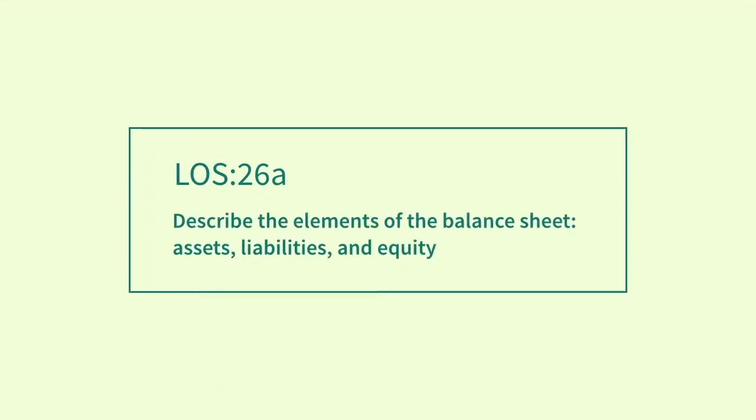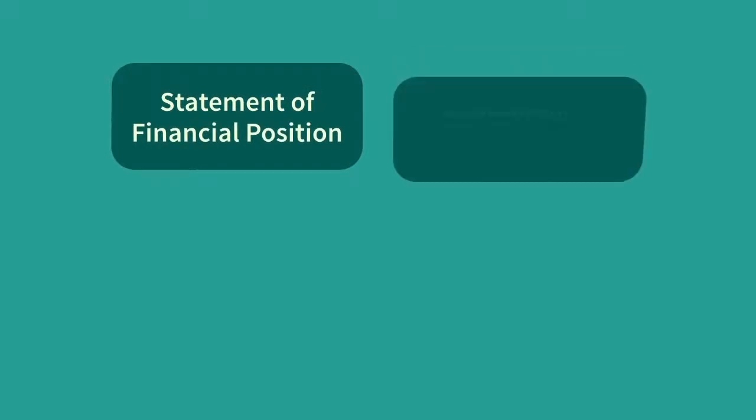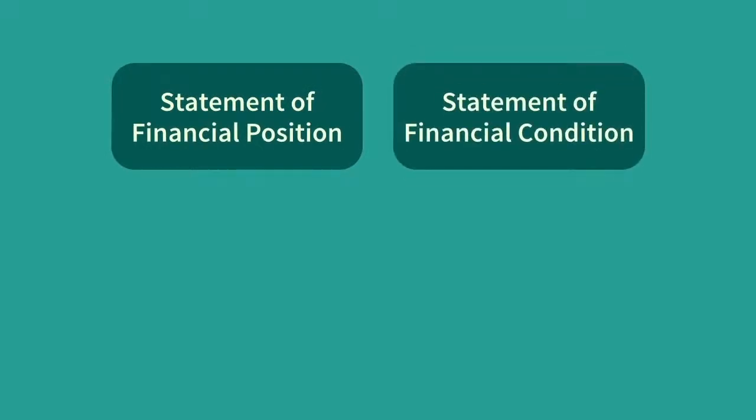Describe the elements of the balance sheet: assets, liabilities, and equity. A company's balance sheet is also known as their statement of financial position or the statement of financial condition.